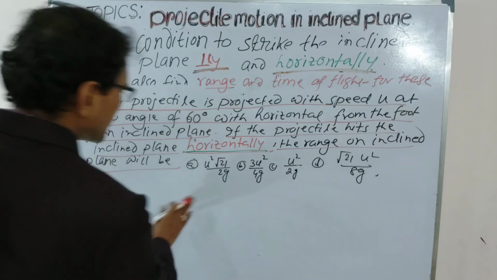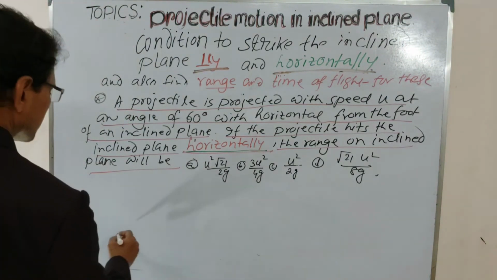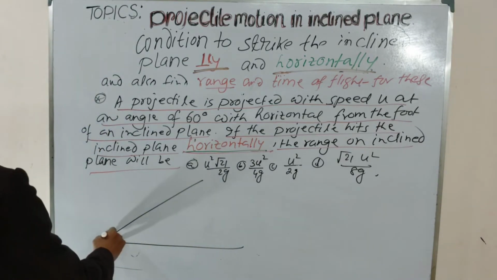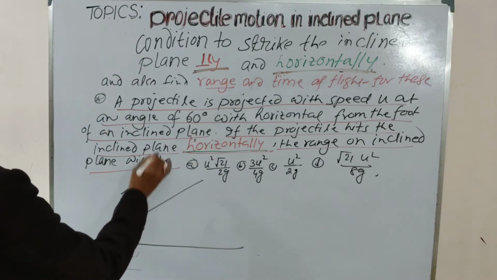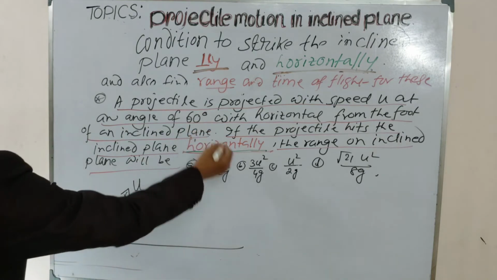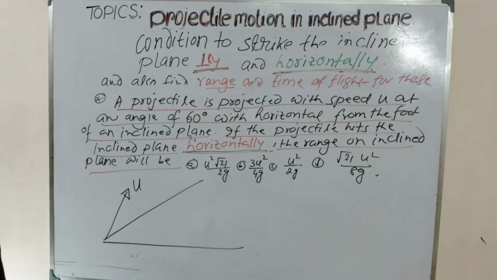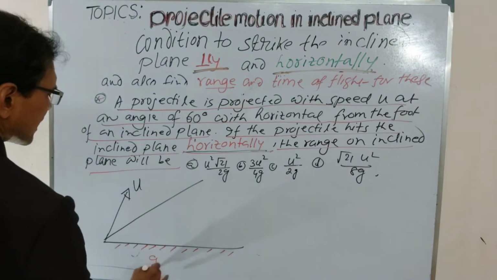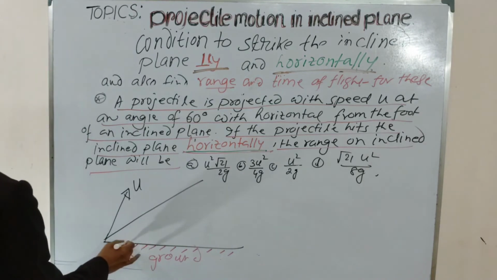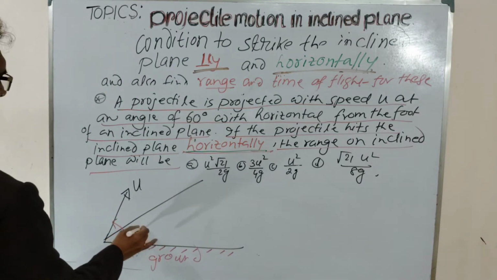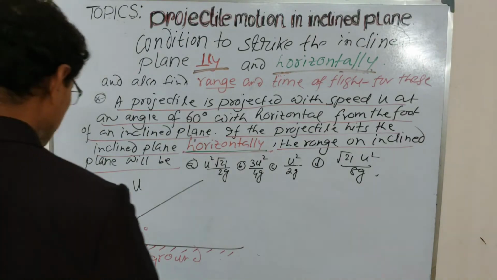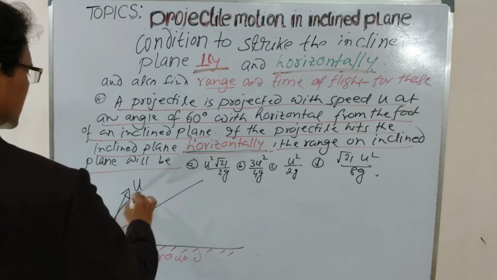So if we draw the picture, suppose this is an inclined plane, this is the ground, and a body is projected with velocity u at an angle of 60 degrees with horizontal from the foot. This is the ground, and from the ground this angle is 60 degrees. Now what is the range? The range will be this.